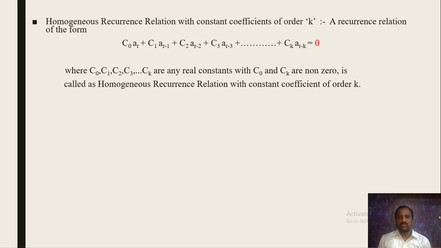This is the definition of a homogeneous recurrence relation. Now, what is the observation? Here, we observe that the RHS is equal to 0 and c_0, c_1, c_2 up to c_k are any real constants; they can be negative, positive, or 0 also. The important condition is that c_0 and c_k are non-zero.